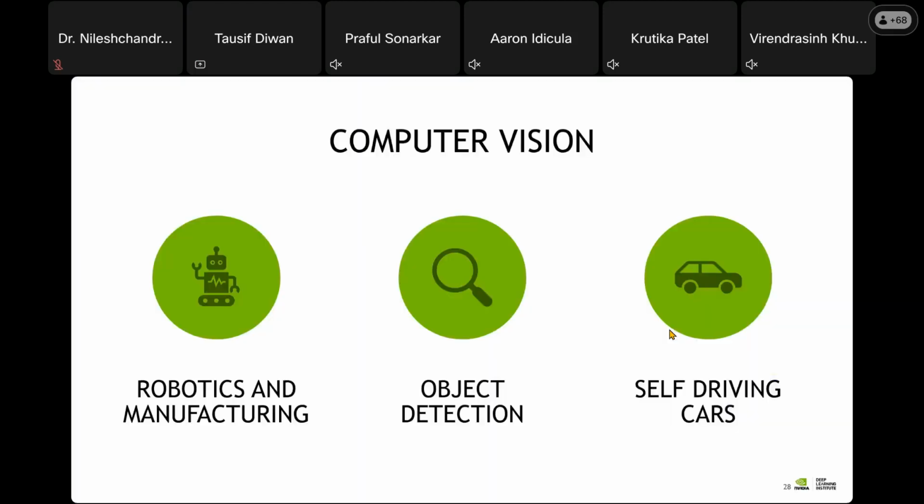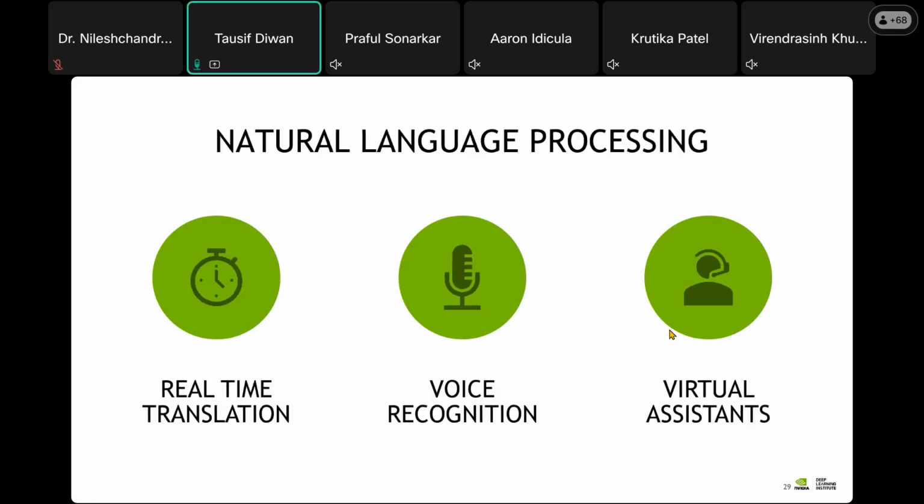Basically, deep learning is used in two broad categories. One is computer vision, another one is natural language processing. In computer vision there are various things, like object detection: one image is given to us and we are interested in predicting which object it is. Then there are self-driving cars or driverless cars, robotics, manufacturing, and object segmentation. These are very interesting examples in the computer vision domain.